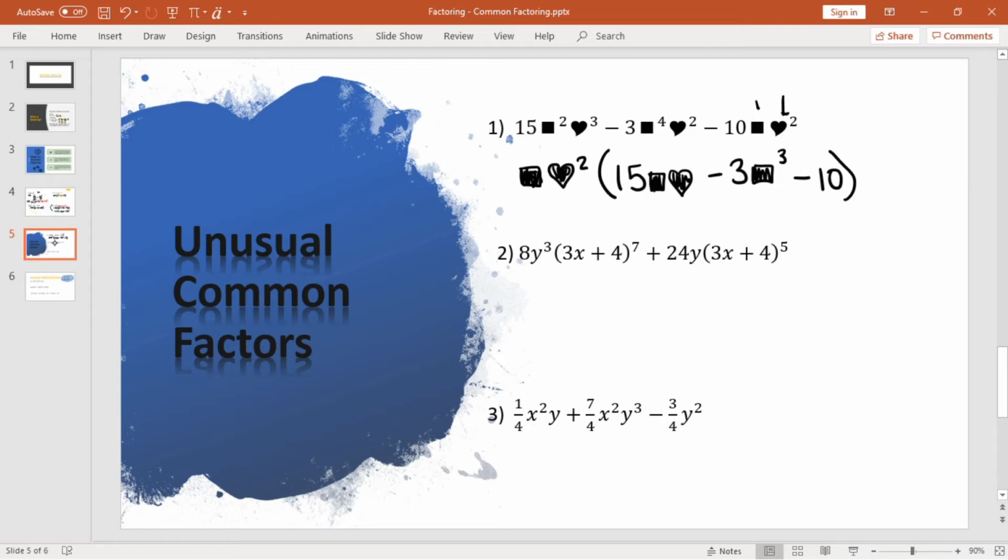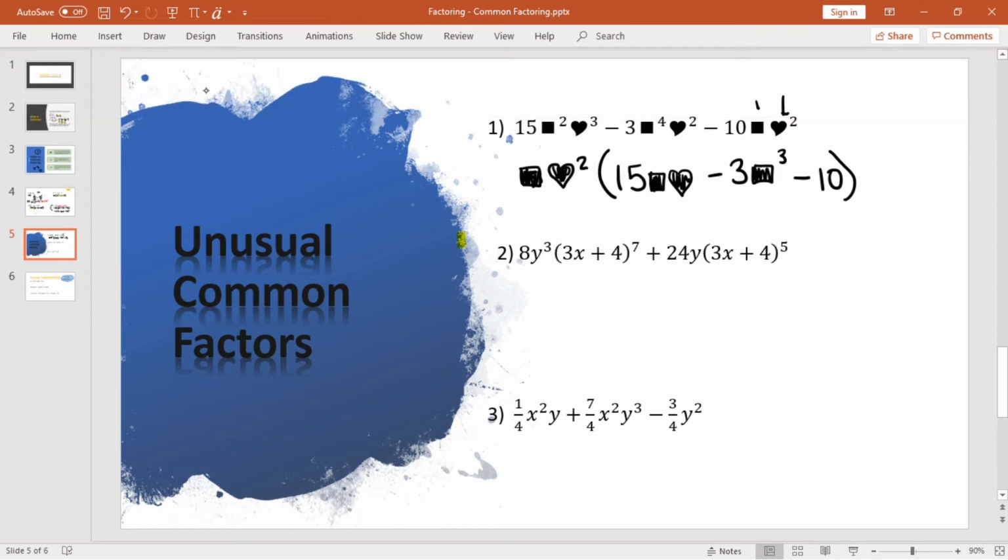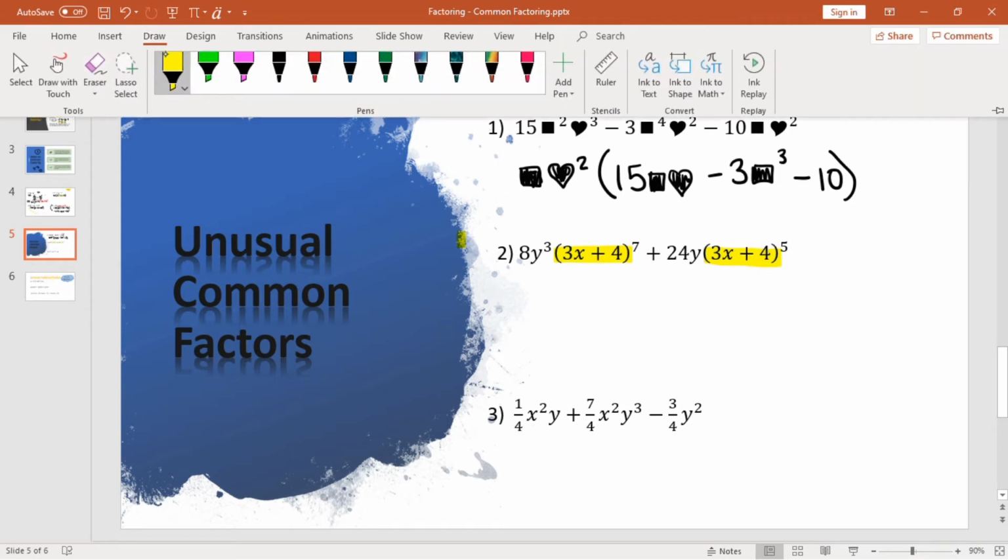So bearing that in mind, and the reason I show you that is because people have a really hard time with this next one, even though we've discussed terms and factors before. This binomial is the same as this binomial. So it is a factor, and it can be divided out like anything else would.